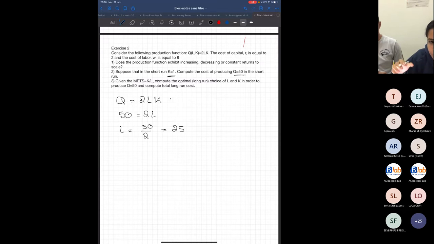Also, I don't think it's asked in the question, but what they can ask you in the exam is to compute the total cost of this production. So if we write the values again, we have R equal to 2, W equal to 8, and K equal to 1. So we know that to compute the total cost, you have to use this: cost of capital, cost of labor, just so you guys know what these values are.